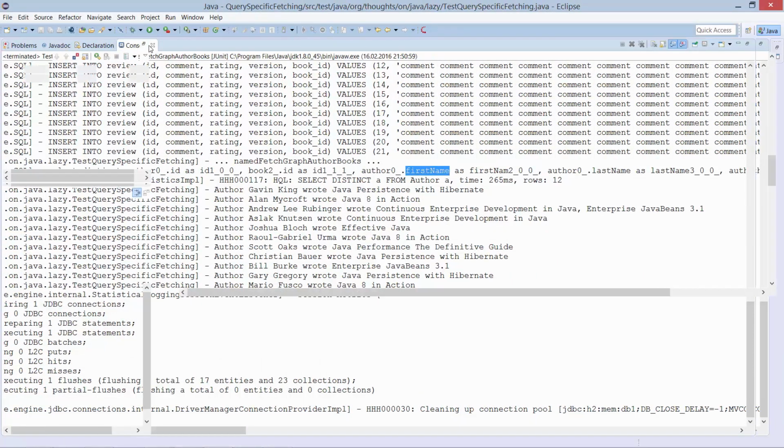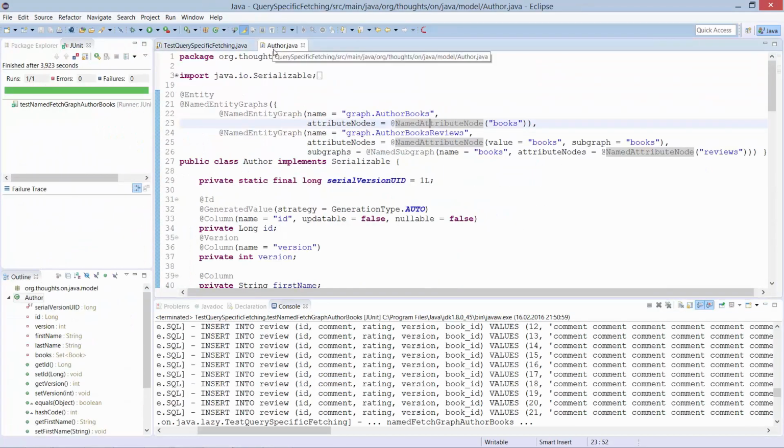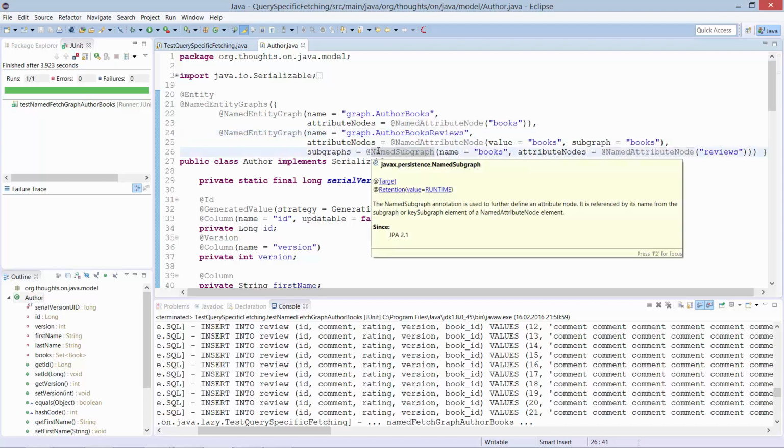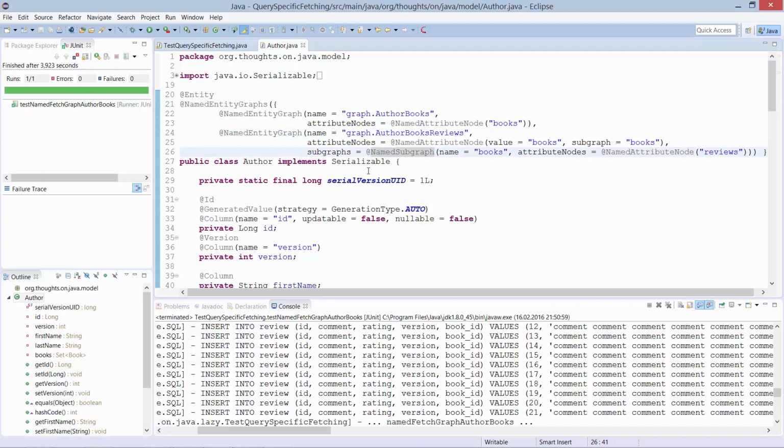Now let's have a look at the more complex graph definition. I annotated it also at the author entity, and it is called graph.authorBooksReviews. I showed you the same graph definition on the slides, and it uses a named subgraph to define the fetch behavior for the book entities to also initialize the reviews relationship.